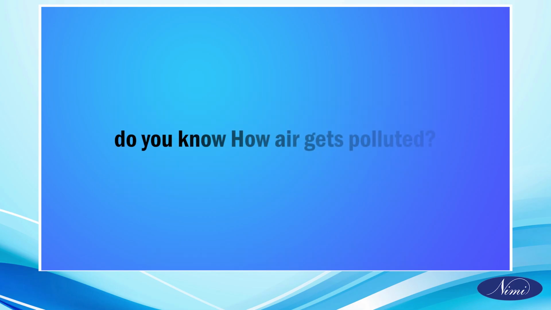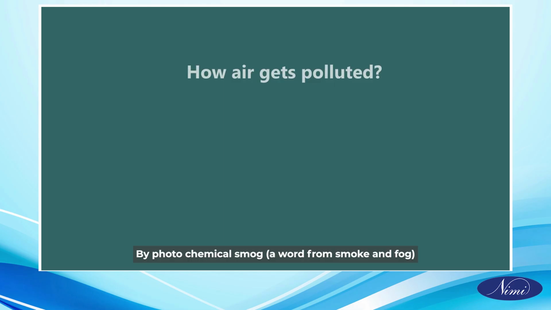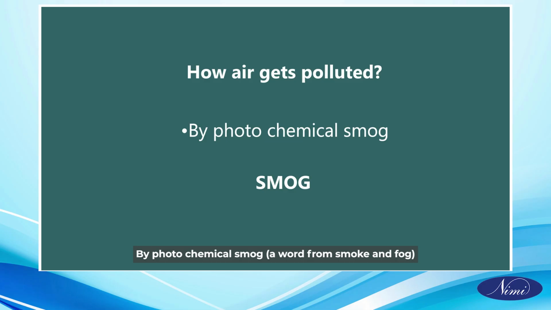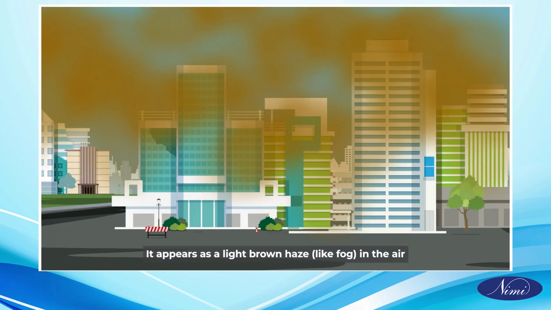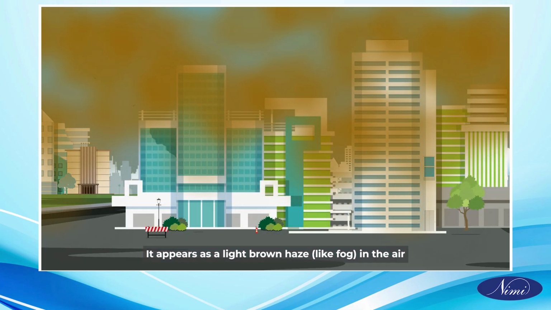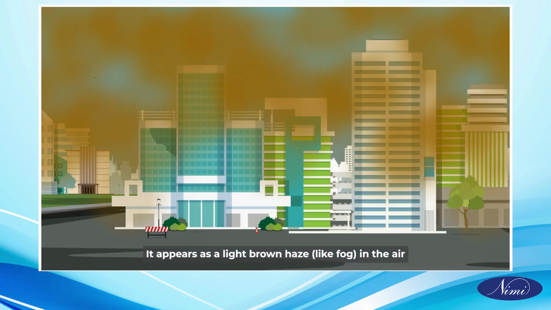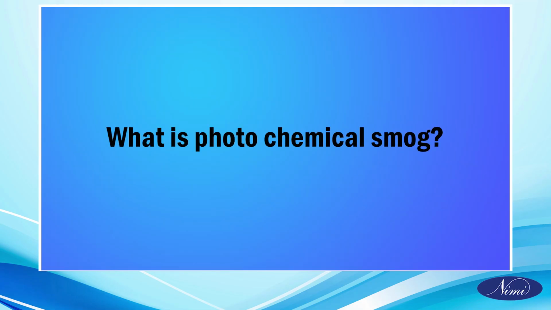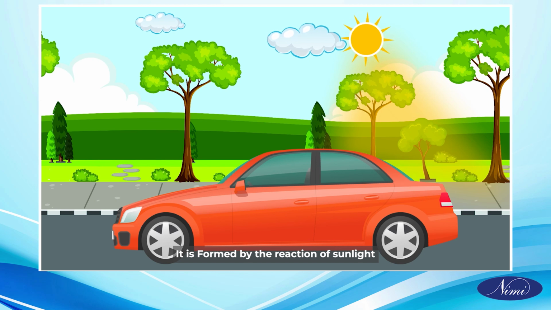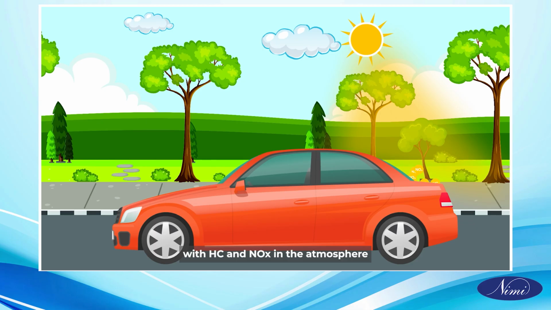Do you know how air gets polluted? By photochemical smog, a word from smoke and fog. It appears as a light brown haze, like fog, in the air. What is photochemical smog? It is formed by the reaction of sunlight with HC and NOx in the atmosphere.